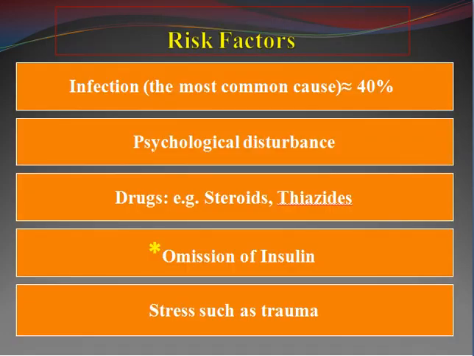What are the risk factors for development of DKA? First, we have infection. This is the most common cause, in about 40% of cases. Psychological disturbance, drugs like steroids and thiazide, omission of the dose of insulin, and stress like trauma. In our case, the precipitating or risk factor for development of DKA is omission of insulin dose.